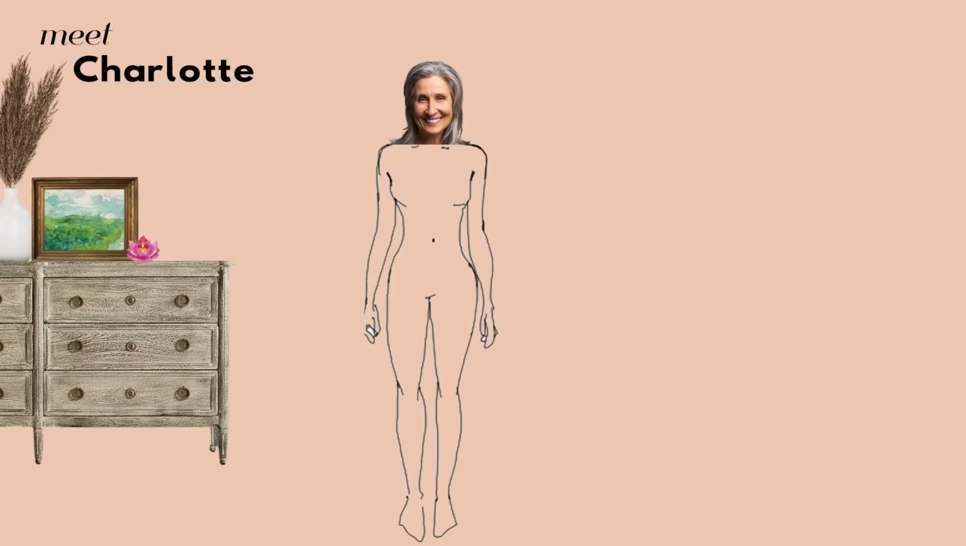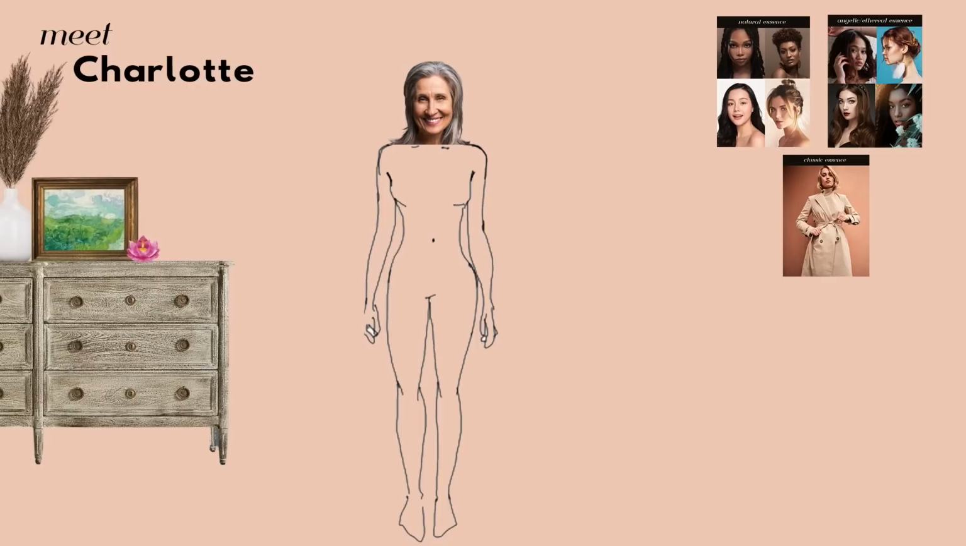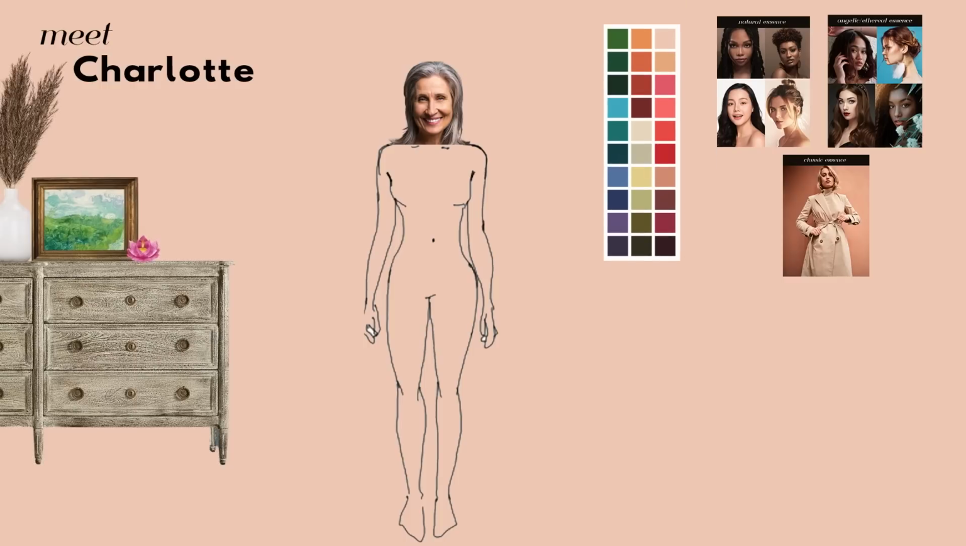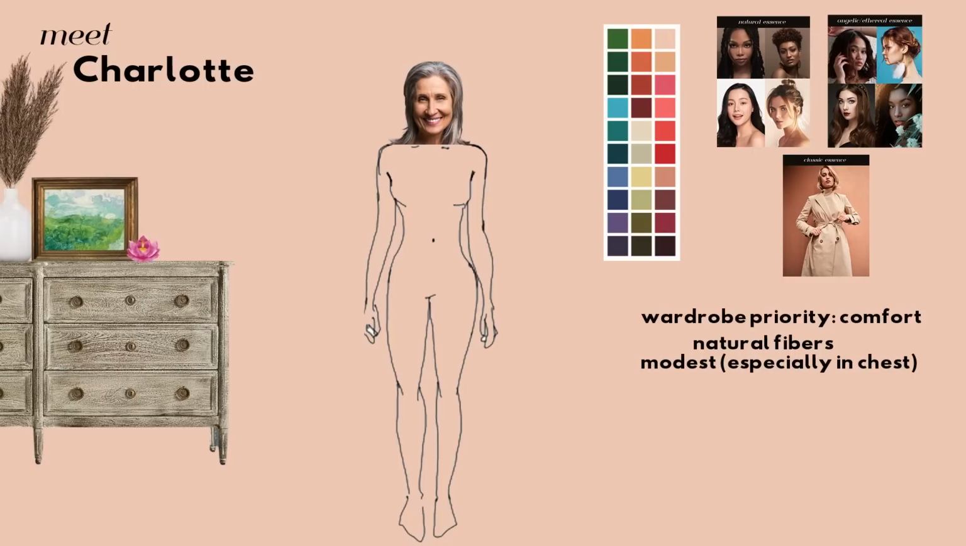Meet Charlotte. She's 64, gray hair, and likes to look current yet age appropriate. She's a Kibbe soft natural and has natural, ethereal, and classic essences, with an occasional touch of ingenue. She is warm tone and leans more towards contrasted colors over muted shades. Her wardrobe parameters include comfort, a preference for natural fibers, and lower heels, and she prefers to be more modest, especially in the chest area.